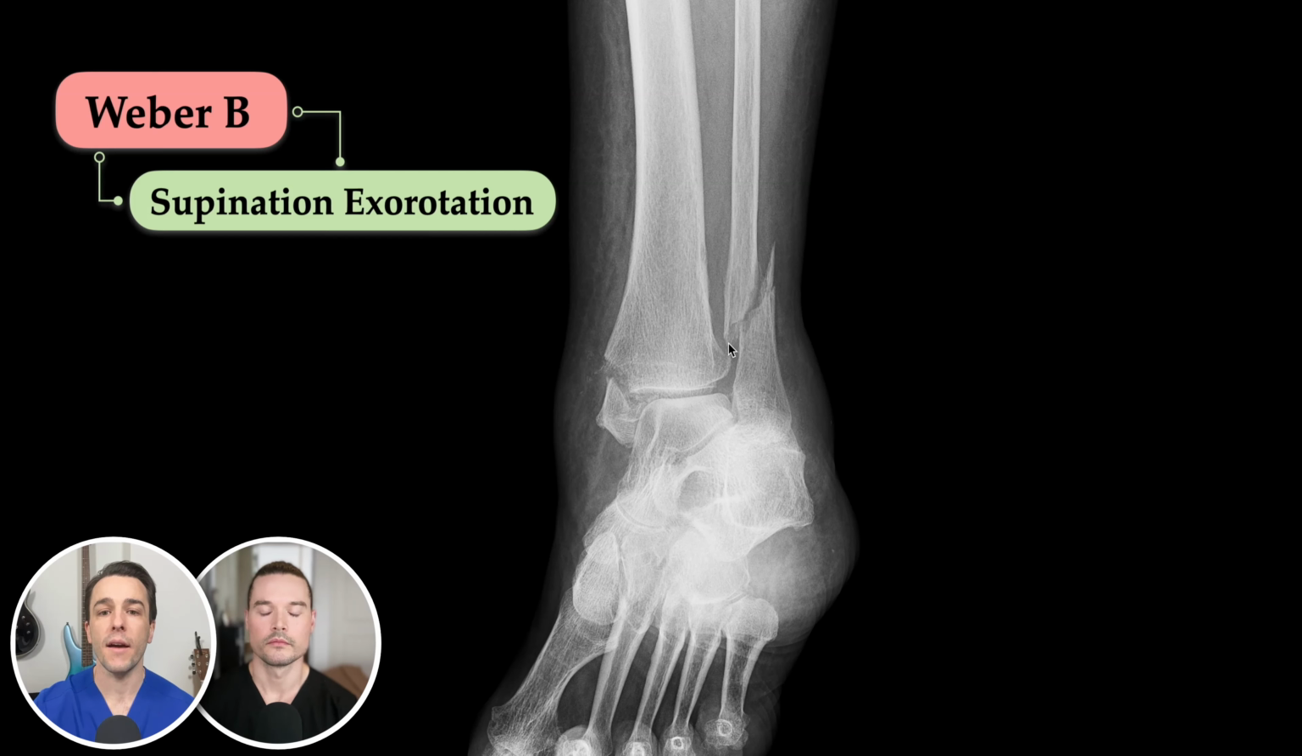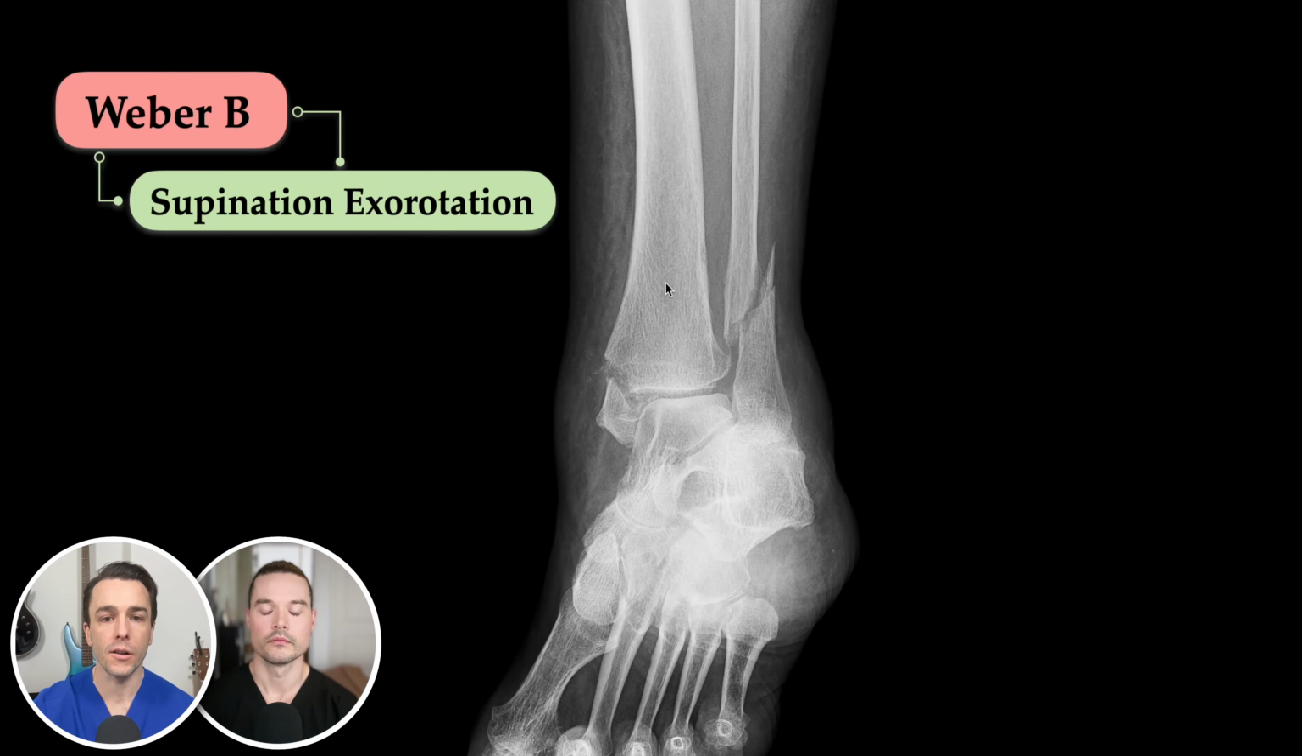Since we have a Weber B already, we know this is at least stage 2. But then if you look over here, we have a medial malleolus disruption or avulsion fracture. So automatically, you know it has to be a stage 4, which is not great. If we know it's a stage 4, but we don't know if there's a posterior mal involvement, there has to be a stage 3. So let's look for it on our lateral.